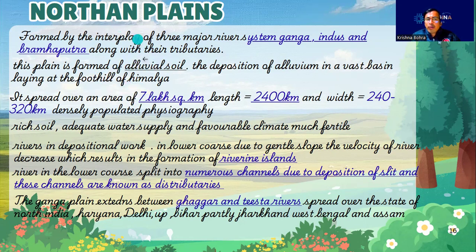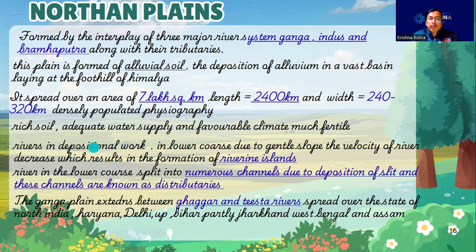So the area of the northern plain is 7 lakh square kilometer with a length of 2,400 kilometers, width varying from 240 to 320 kilometers. Due to rich soil, adequate water supply, and favorable climatic condition and much fertility, this particular area, which is northern plain, especially the Gangetic plain, is highly densely populated.